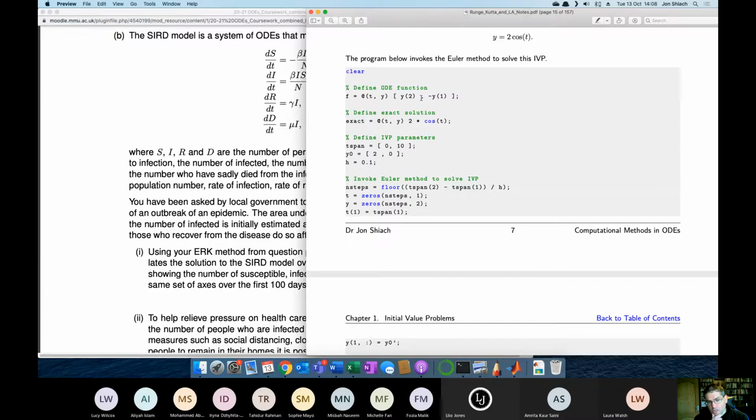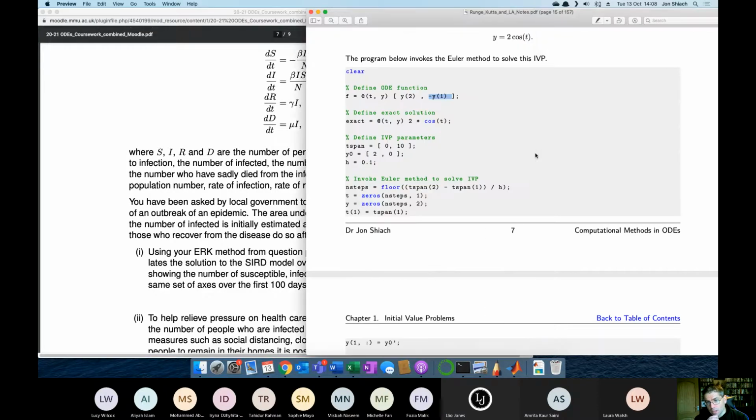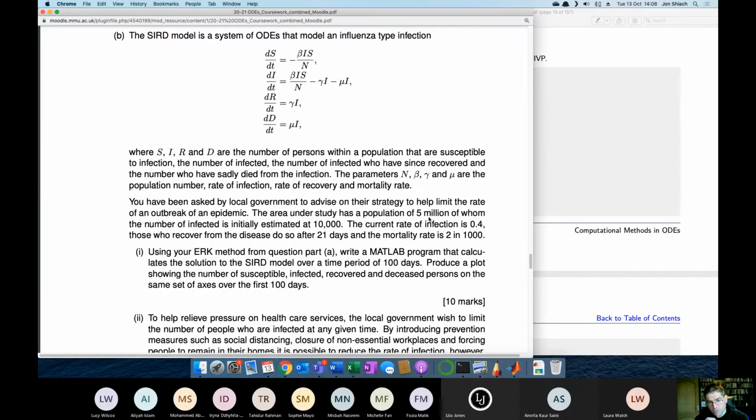Okay, a couple of things you have to change. We have a vector of values. Here we've got 2 values. You'll have 4. So you'll have 4 values in your y0, and those 4 values are the initial conditions which are given in this second paragraph.